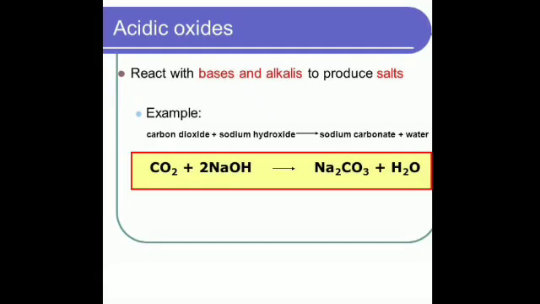Then what is the reaction with alkalis? Alkalis like sodium hydroxide and potassium hydroxide. Carbon dioxide reacts with sodium hydroxide and potassium hydroxide to produce salt and water. Exactly as you've seen, carbon dioxide plus sodium hydroxide gives salt, that is sodium carbonate, and water. Similarly with potassium hydroxide, potassium carbonate will be the product along with water.